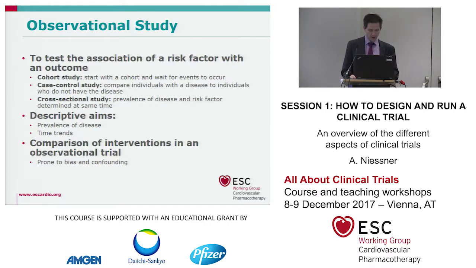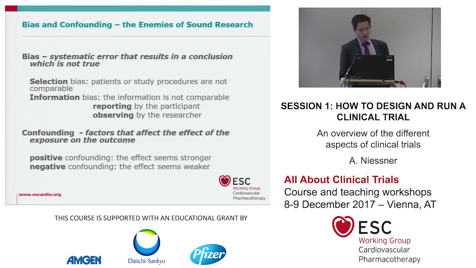But then you have to think about bias and confounding, and we will focus on bias and confounding now for a little while. What is bias and confounding? They're also called the enemies of sound research. So whenever you do something with your study, when you design it, when you analyze it, you always have to think, is there any bias and is there any confounding in my study, which makes the results look like they are, but actually these are not the true results.